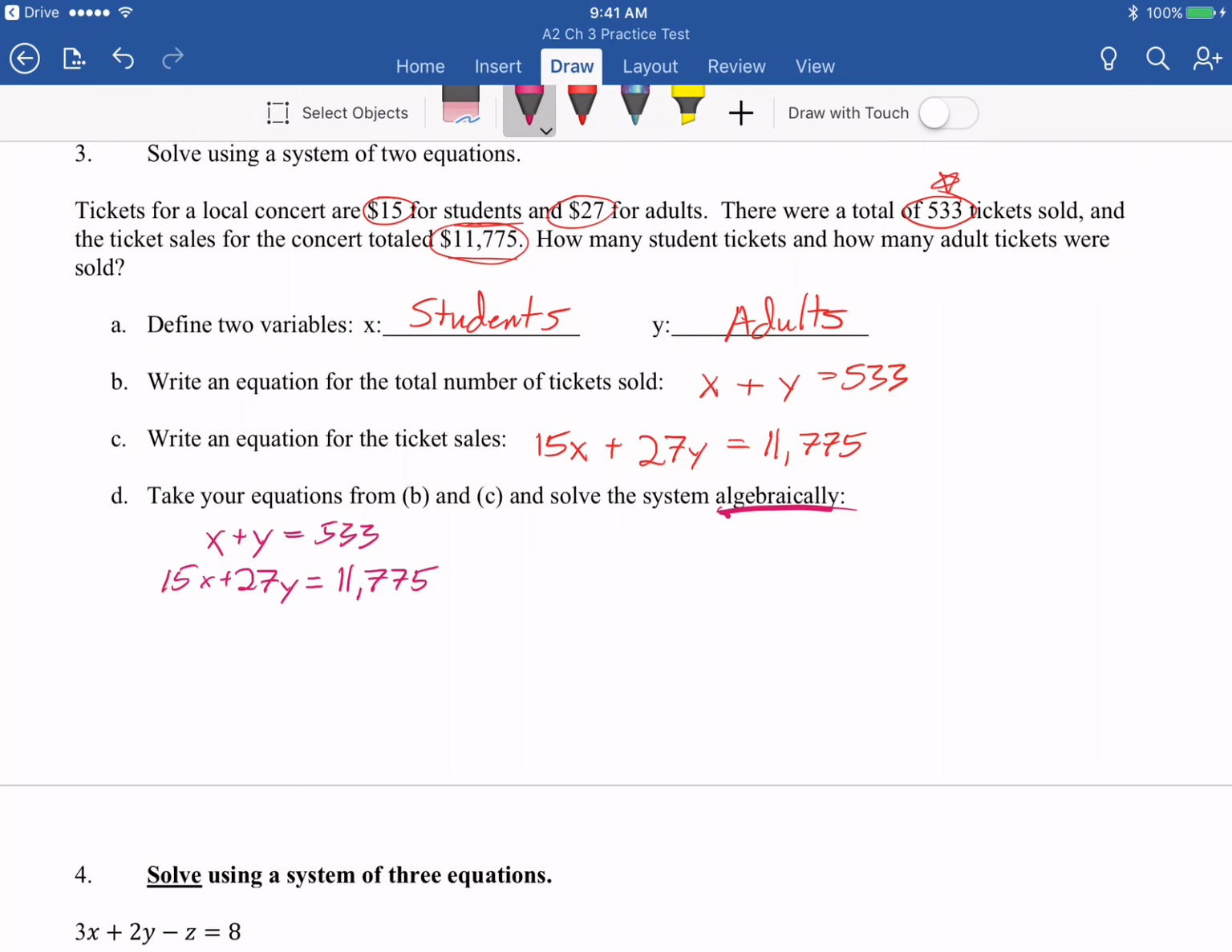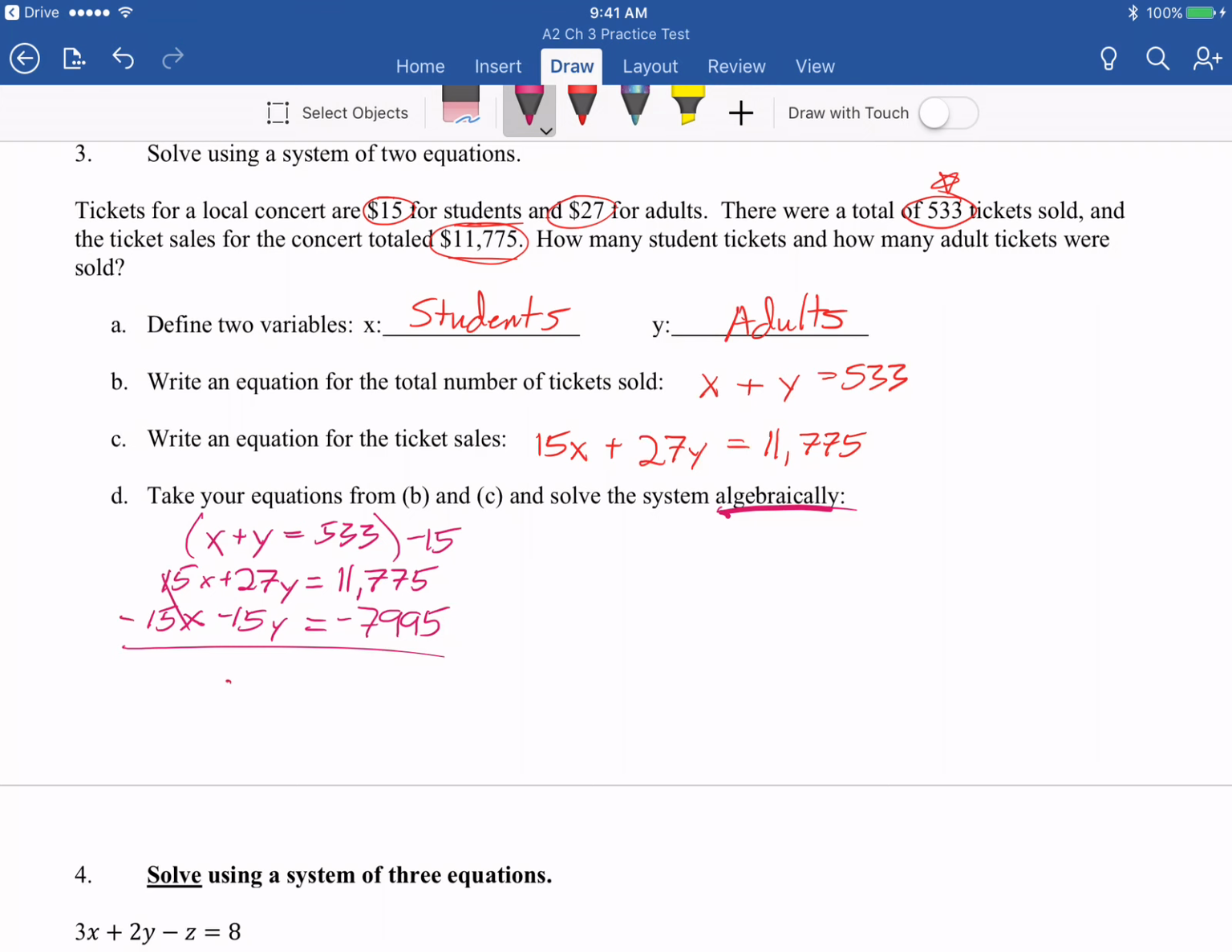All right, I choose, personally, I like this one with elimination. So I'm going to multiply this top guy by negative 15 to get opposites here. So I'm going to go negative 15x minus 15y is equal to, and negative 15 times that is negative 7,995. All right, add these guys straight down. Since I have opposites, those cancel out.